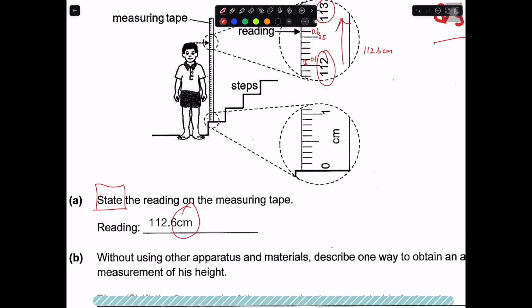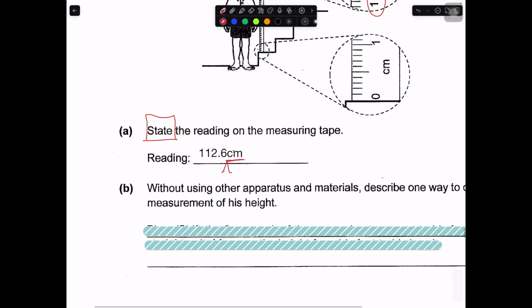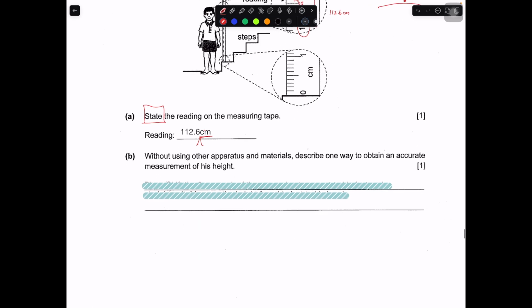This one you have to remember, right? Units. Units is very important. I think most of the time people will just write 112.6 without writing the units, so they will forget this part. Remember to write the units.